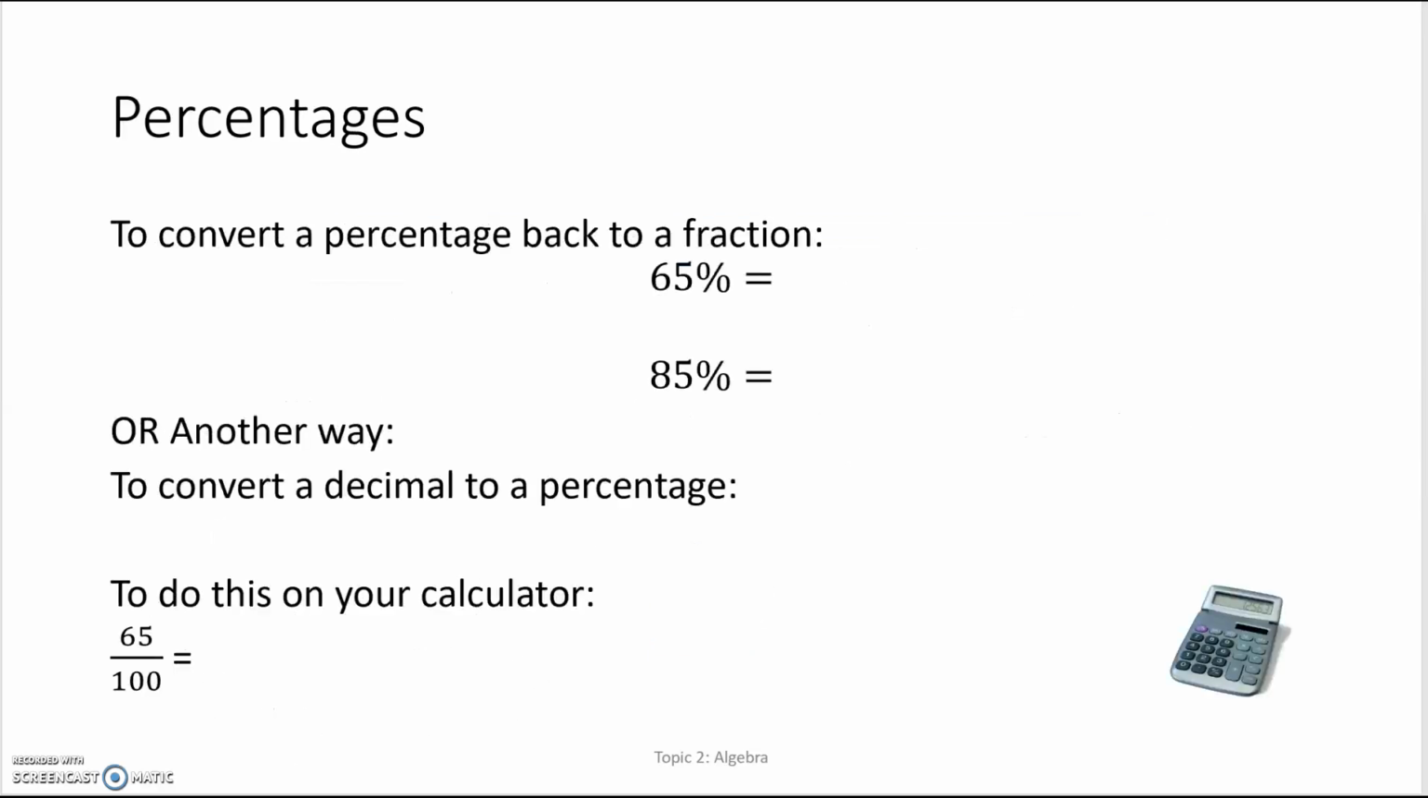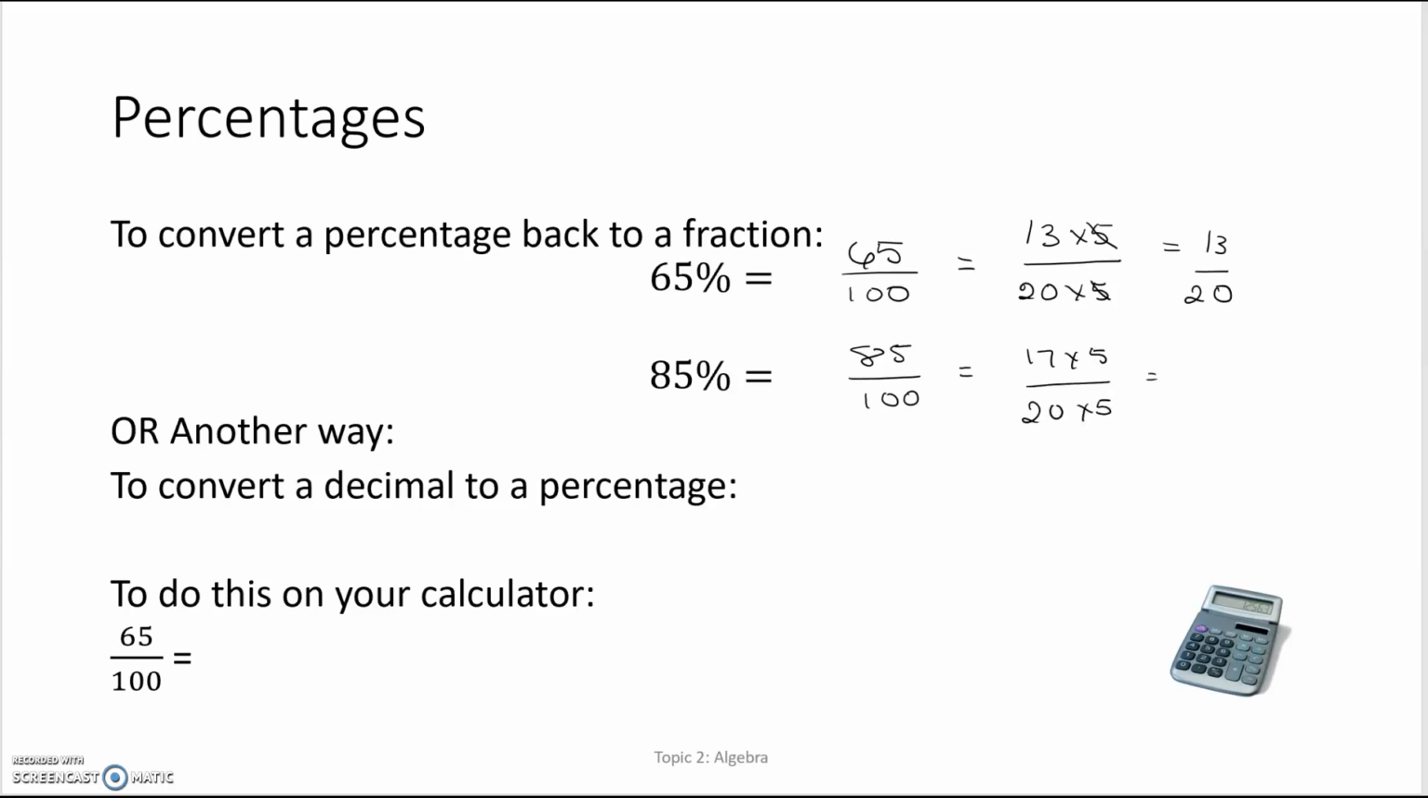To convert a percentage back to a fraction, remember previously we looked at how to do that. So 65% is 65 out of 100, and then we would simplify that. We'd say that's 13 times 5 out of 20 times 5. So we could cancel the 5s, and we've got 13 over 20. 85%, we know that means 85 out of 100, which we could write as 17 times 5 over 20 times 5. Cancel the 5, so that's 17 out of 20.